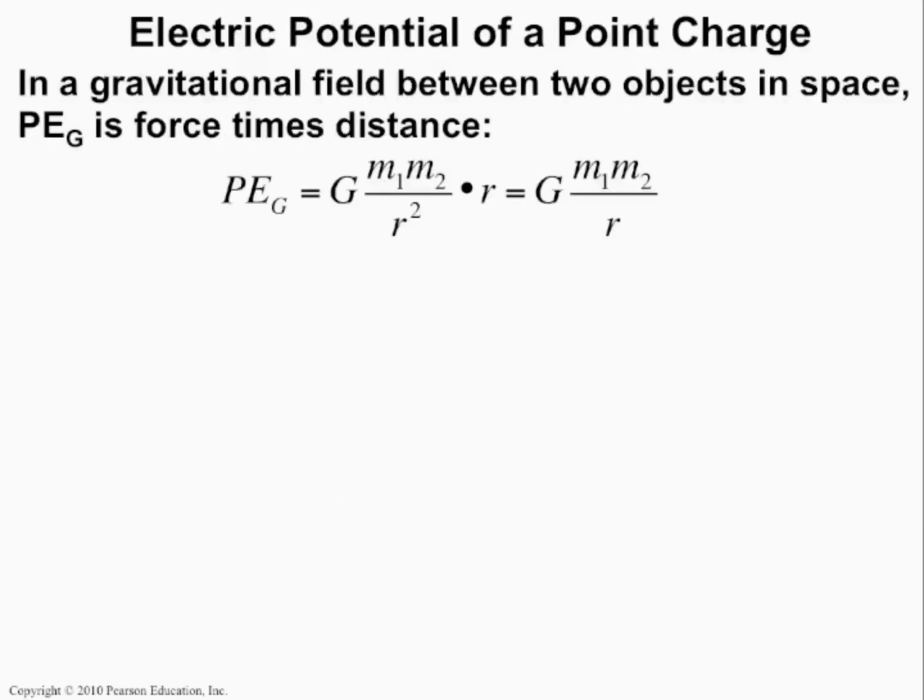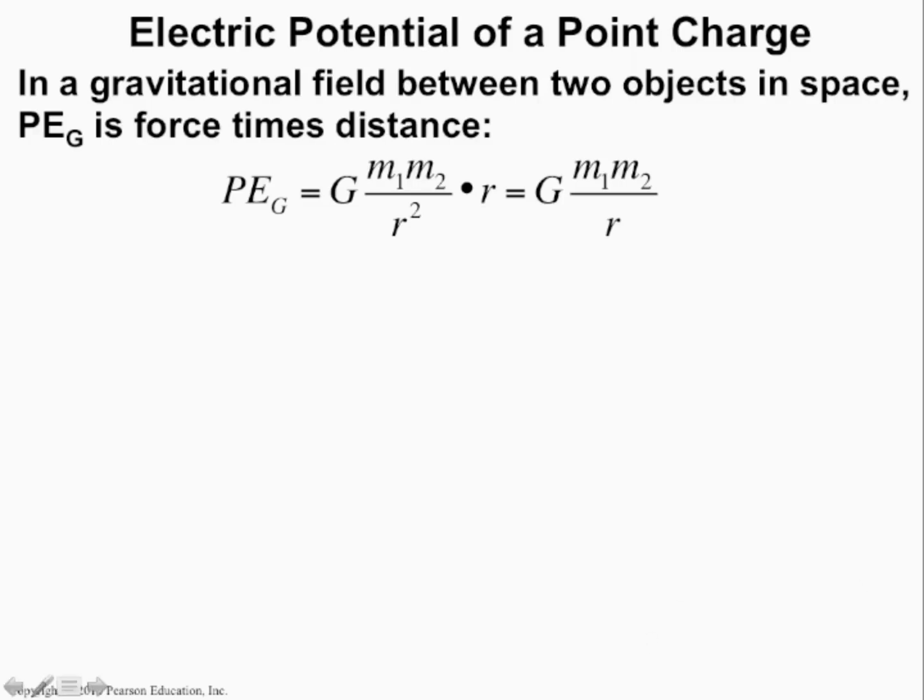Electric potential of a point charge. In a gravitational field between two objects in space, PEG is force times distance. Imagine you have, I don't know, two asteroids in space. M1 would be asteroid 1, M2 is asteroid 2. There's going to be a force of gravity between them, but there's also a certain potential energy associated with the position of each asteroid in relation to the other. And that would be expressed as simply force times distance.